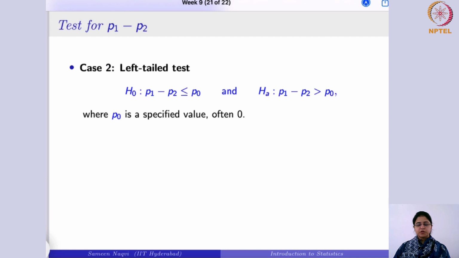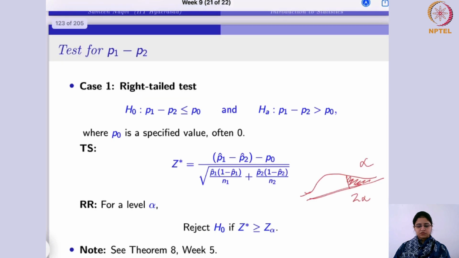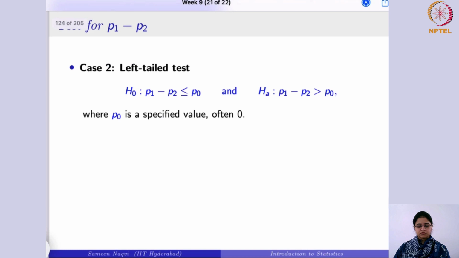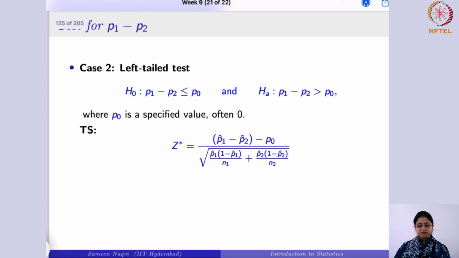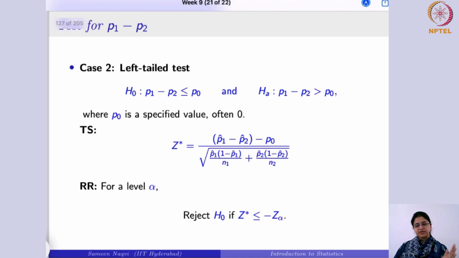Left tail test would come how? Obviously, here it would be: this one would be greater than or equal to P naught, and this side it would be less than P naught because it is a left tail test. The test statistic would remain the same. Rejection region would change because now we would be looking at the lower tail. So you have to check the condition that your test statistic is less than your critical value or not.